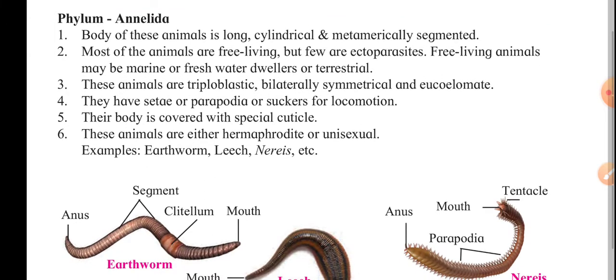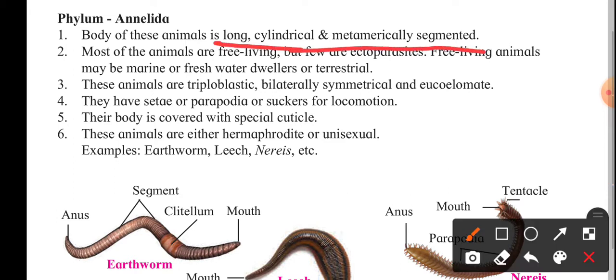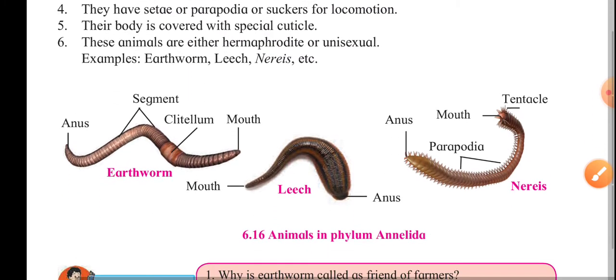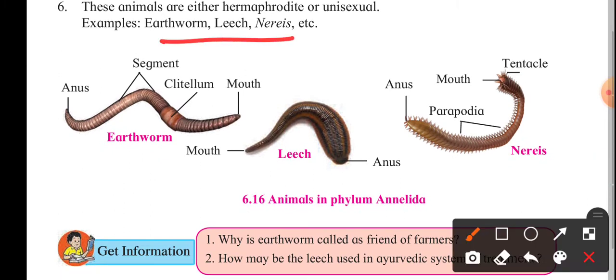Further, the phylum that we have to discuss is Annelida. The body of these animals is long, cylindrical, and metamerically segmented. Most of the animals are free living, but a few are ectoparasites. Free-living animals may be marine or freshwater. Further, the animals are triploblastic, bilaterally symmetrical, and eucoelomate. They have setae or parapodia or suckers for locomotion. The body is covered with a moist cuticle. These animals are either hermaphrodite or unisexual. Examples they have given are earthworm, leech, and Nereis.